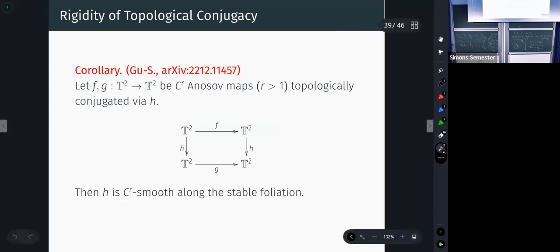Moreover, we can get a rigidity result. If F and G are two C^r Anosov maps, and if they are topologically conjugate by some H on T2, then the conjugacy is actually C^r smooth along the stable foliation. That is the rigidity sense: you have a topological conjugacy, and it actually gives you C^r smoothness along the stable direction.